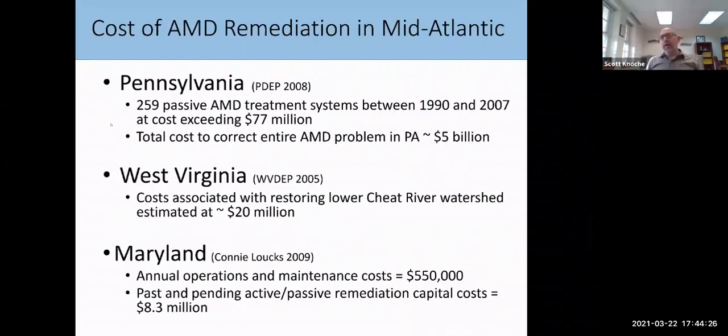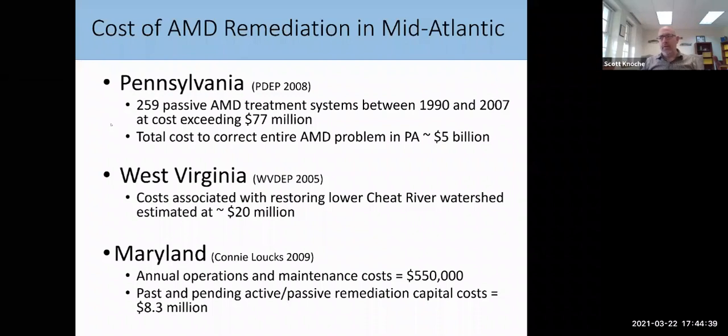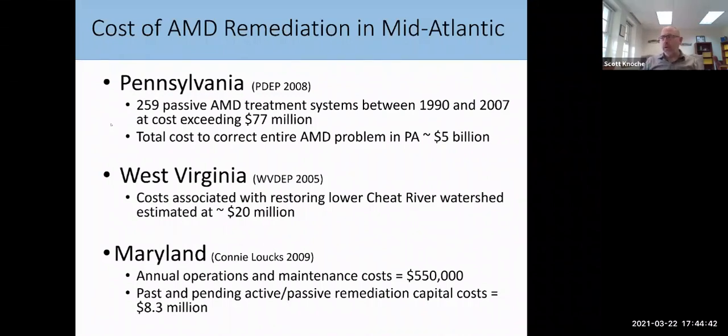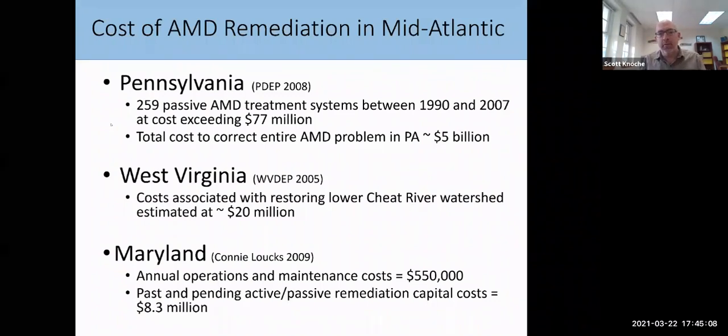Let me touch on the cost of this a bit. The total cost estimated to fix the problem in Pennsylvania is about $5 billion with a B. So it's a major problem in Pennsylvania. For West Virginia, I don't have a total cost to fix estimate, but they do estimate the cost of restoring a watershed at about $20 million, such a small piece of their problem. The state of Maryland undertakes this, and the large part of that $550,000 figure at the bottom of the slide here is operations and maintenance costs for limestone dosers to keep places like the North Branch of the Potomac fishable, swimmable, and drinkable, right?